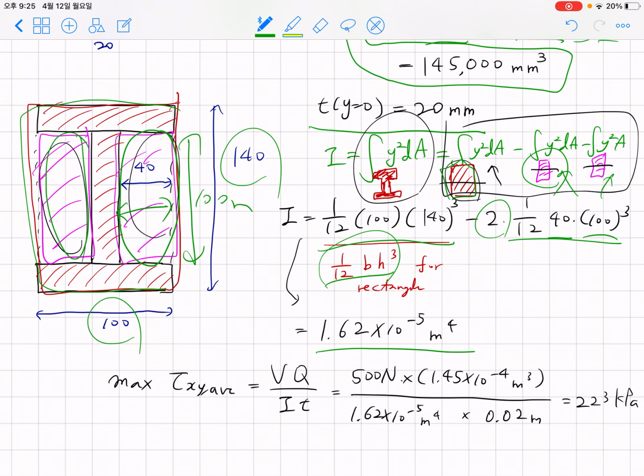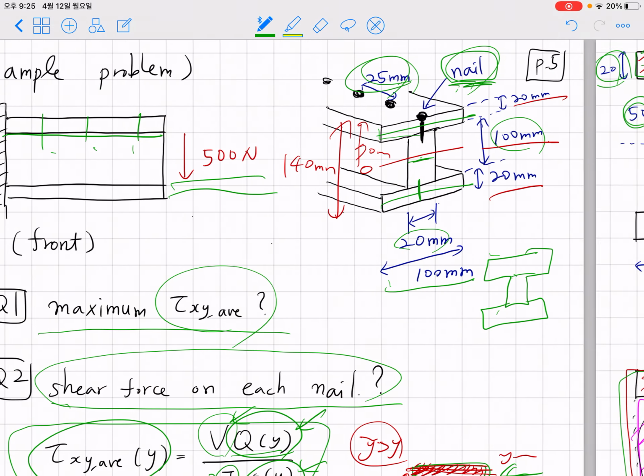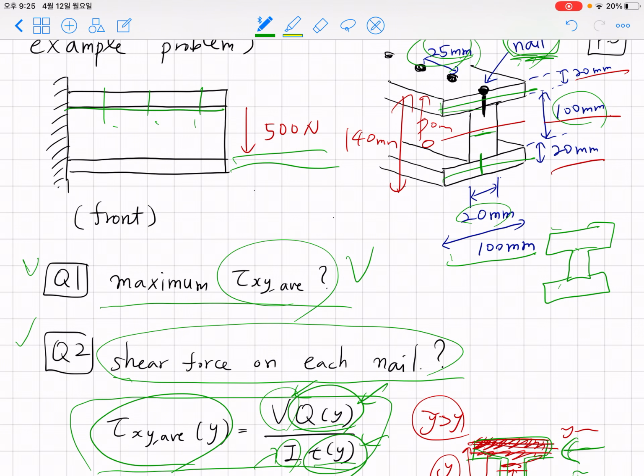Now, having obtained the V, which is 500 Newton, which is given, and having obtained the Q and T and I at y equals 0 position, then maximum tau xy can be obtained as 2 to 3 kilopascal. So with this, we can answer the first question. Now, let's try to obtain the second question. What will be the shear force on each nail?